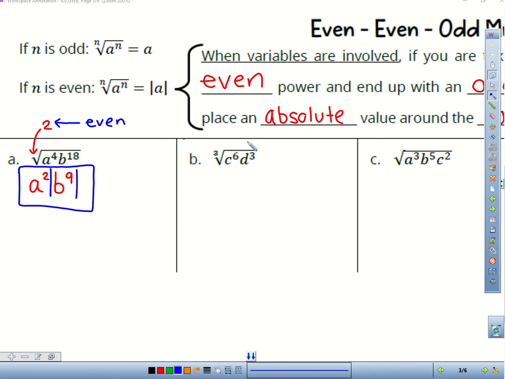Now here, you see how the index is odd? Correct. So when it's an odd index, you have nothing to worry about with the absolute value. You only have to worry about it when the index is even. So we're going to divide our powers by our index. What's 6 divided by 3? 2. Any remainders? No. What's 3 divided by 3? 1. Good. No absolute values because our index was odd. So that's the final answer.